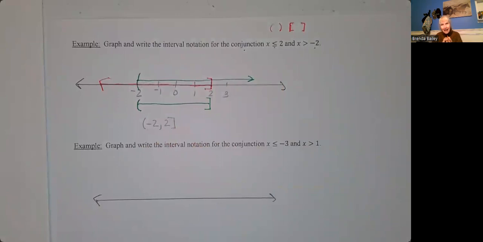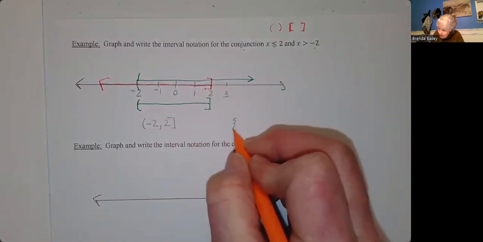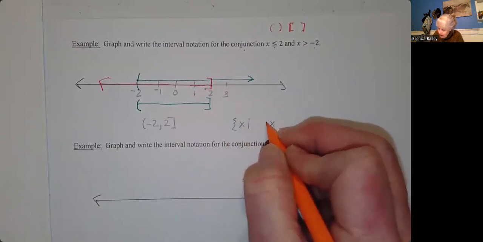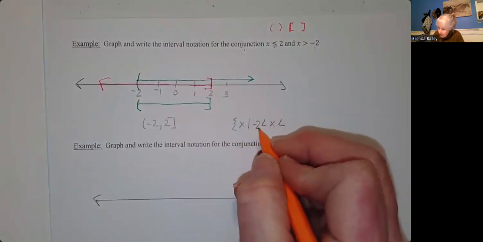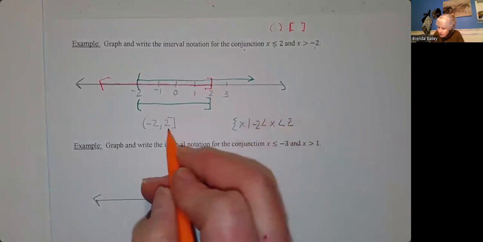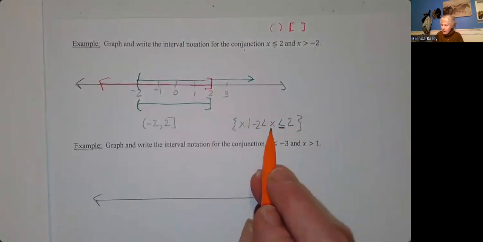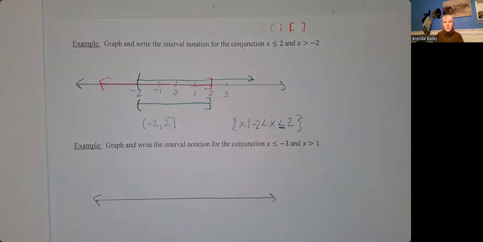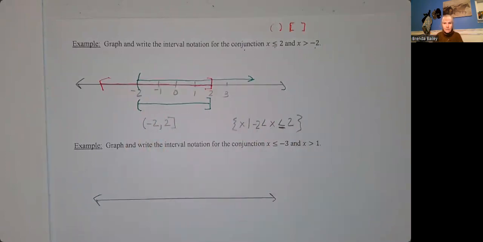If I were to write this in set notation as a compound inequality, it would be the set of all x's such that x is between, I'm just going to put those symbols there, the smallest number here, the largest number here, but the 2 is included, so I have to put the bar underneath that one. So x is between -2 and 2, not including the -2, but including the 2, for your set notation. Again, 3 ways of writing the same solution. Let's look at another one.